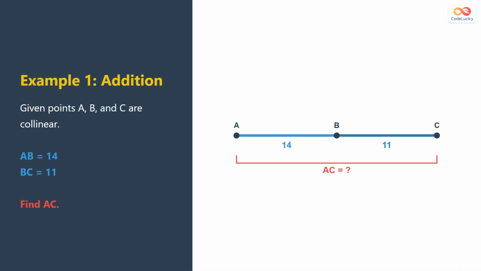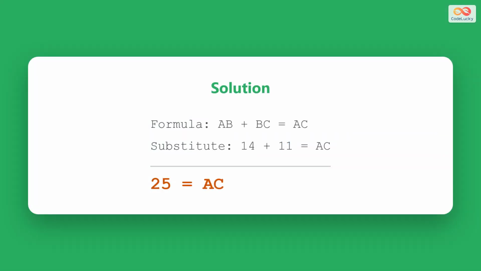Let's try a math problem. We are given a line segment where the first part, AB, is 14 units long. The second part, BC, is 11 units long. The question asks us to find the length of the entire segment, AC. To solve this, we use our formula. AB plus BC equals AC. We substitute the numbers we know. 14 plus 11. When we add those together, we get 25. So, the total length of the segment is 25.